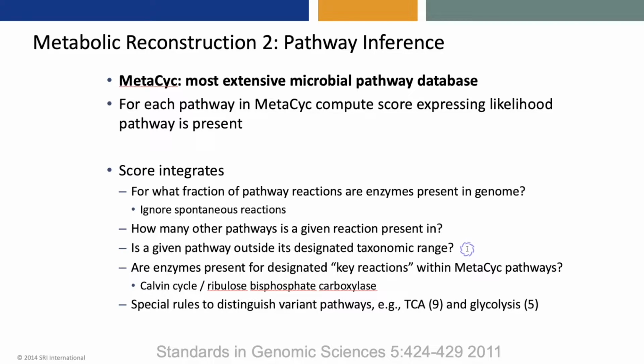We also consider whether enzymes are present for designated key reactions, which are key indicators of the presence of that pathway, because, for example, the Calvin cycle and the TCA cycle share most of their reactions in common. We need ways to differentiate that. And we've also implemented some special rules to distinguish variant pathways. For example, MetaCyc contains 9 different variants of the TCA cycle, and we try to predict the correct variant.